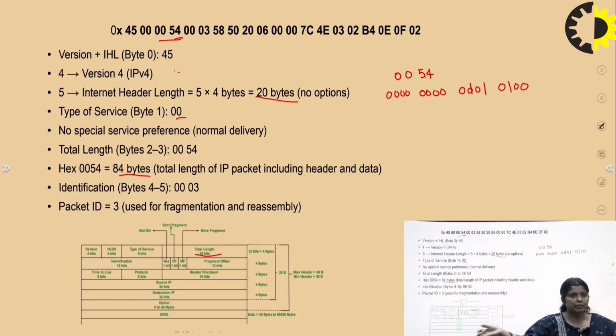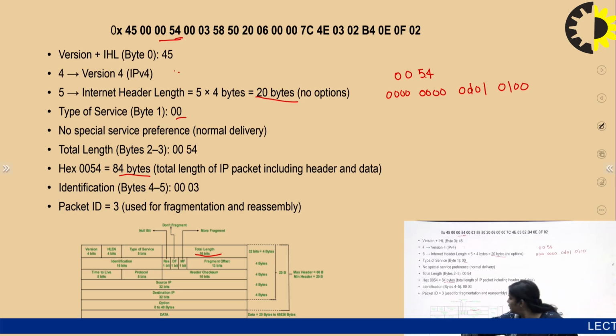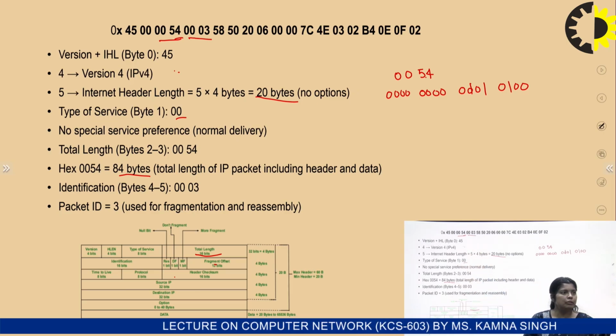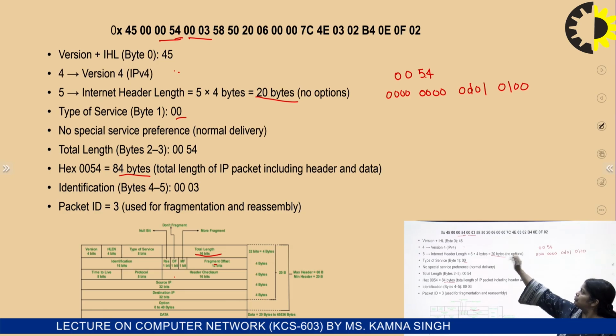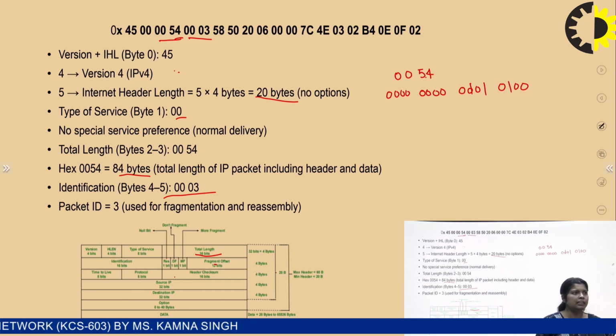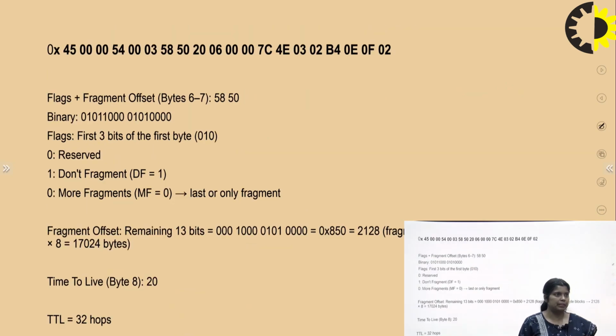So there are identification flags. This identification is again 16 bits. 16 bits means you can use this 0003. When you convert 0003 into decimal, the identification is 3. Directly you can write it, my answer is 3. Next, the packet ID is used for fragmentation and reassembly. Reassembly means at the destination side, and the next value we can solve here.